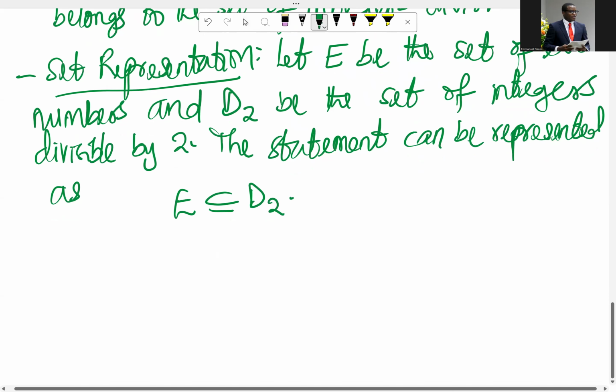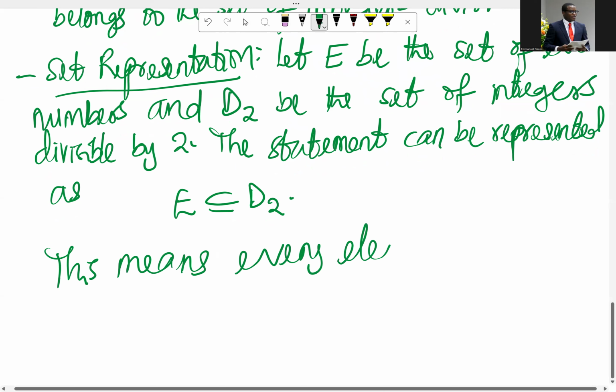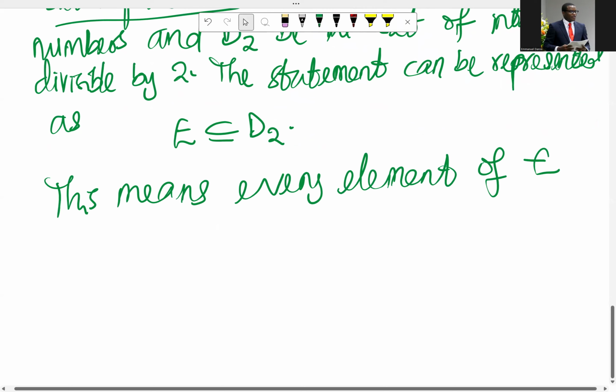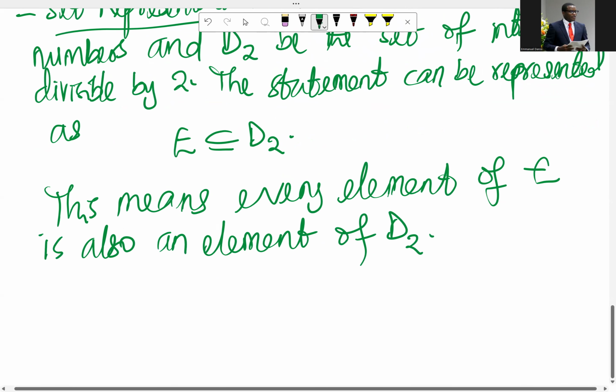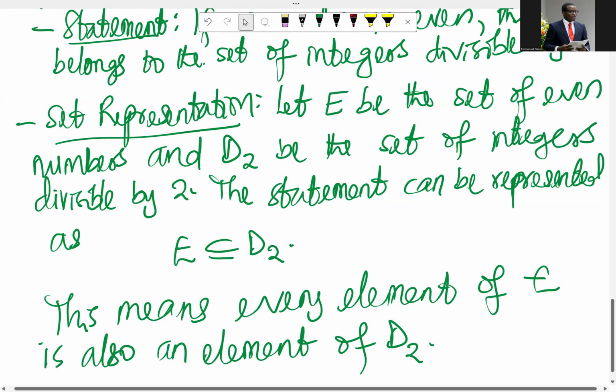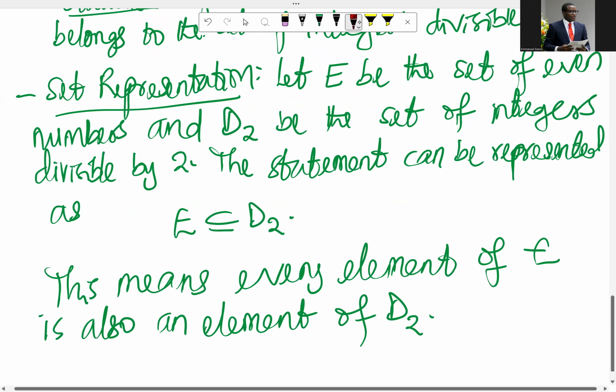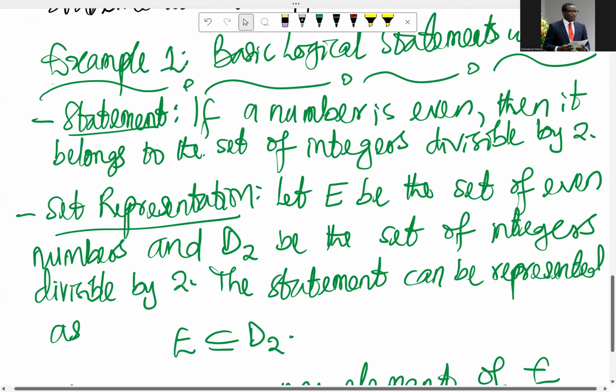So this simply means every element of E is also an element of D2. That's what that is. Okay, let's move on to another example, example 2.